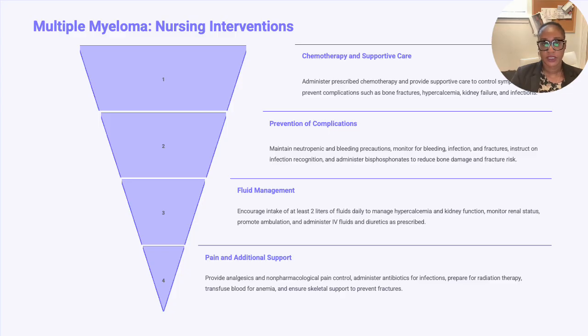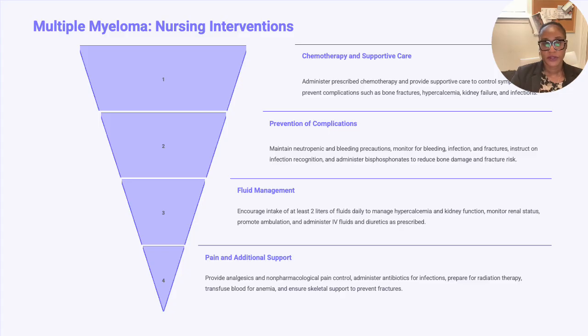We want to encourage consumption of at least 2 liters of fluid per day. This is just to offset the potential problems associated with hypercalcemia, hyperuricemia, and proteinuria. And encourage additional fluid as indicated and as tolerated. We want to monitor for signs of kidney failure, collect 24-hour urine as prescribed by the healthcare provider, and encourage ambulation to prevent renal problems and to slow down bone reabsorption.